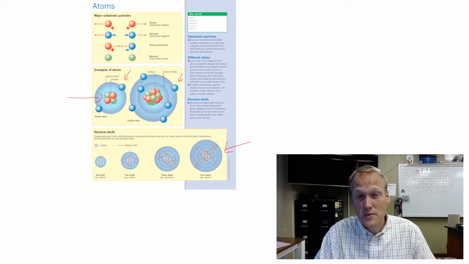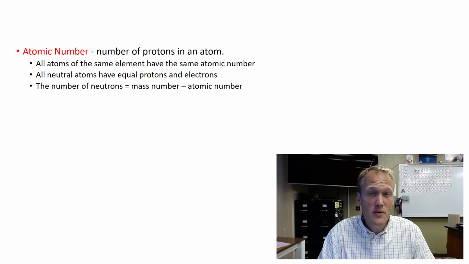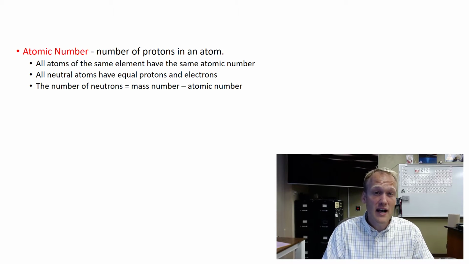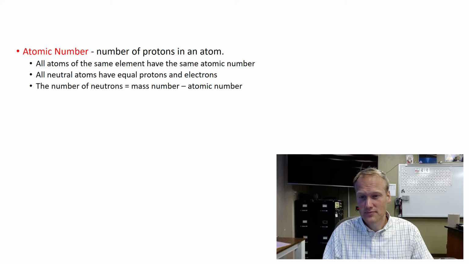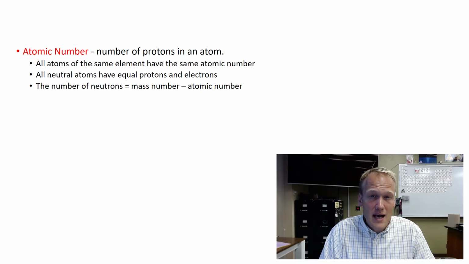There are different kinds of models when we get to drawing atoms. We'll go through a couple of those here in a couple slides. Before we do that, we really need to understand the periodic table and how the numbers on the periodic table help us know things about an atom. Let's start with the atomic number. The atomic number is equal to the number of protons.